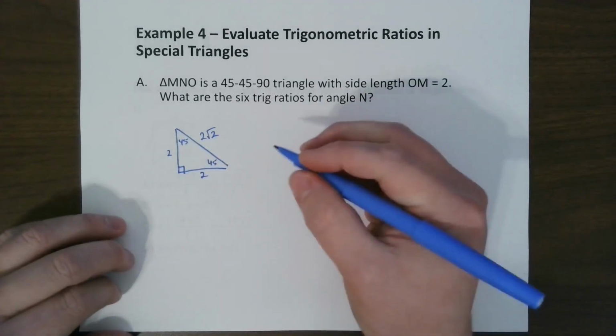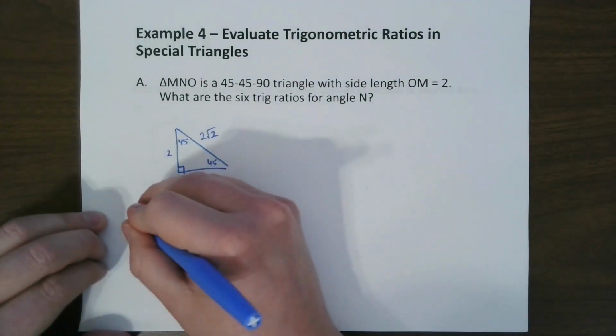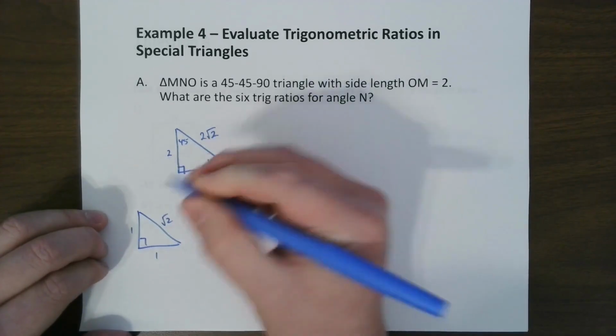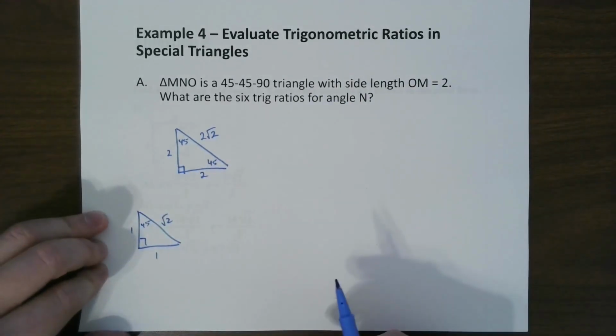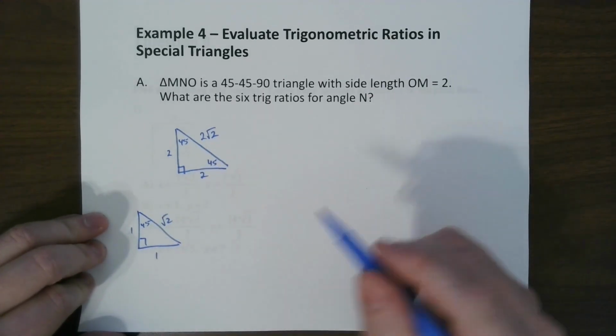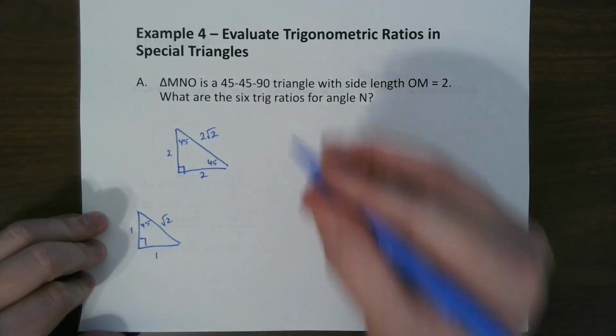Okay, so the general one that you might see is one with 1s on the side, where it's 1, 1, radical 2, like that. That's your typical 45, 45, 90. This is just double that. Everything's been multiplied by 2. So from there, we can find the 6 trig ratios.